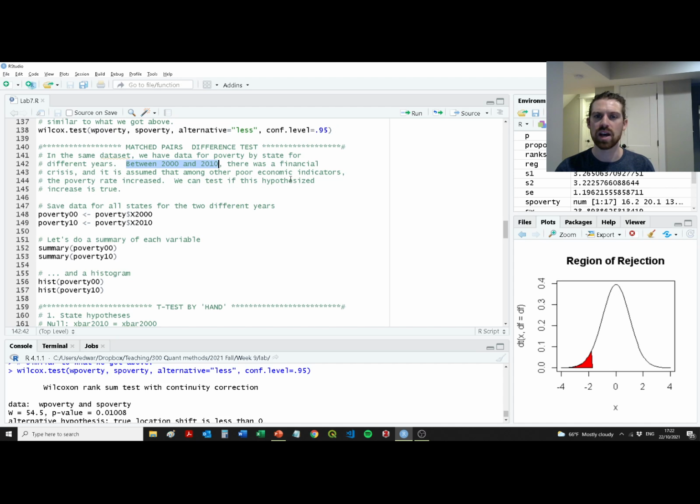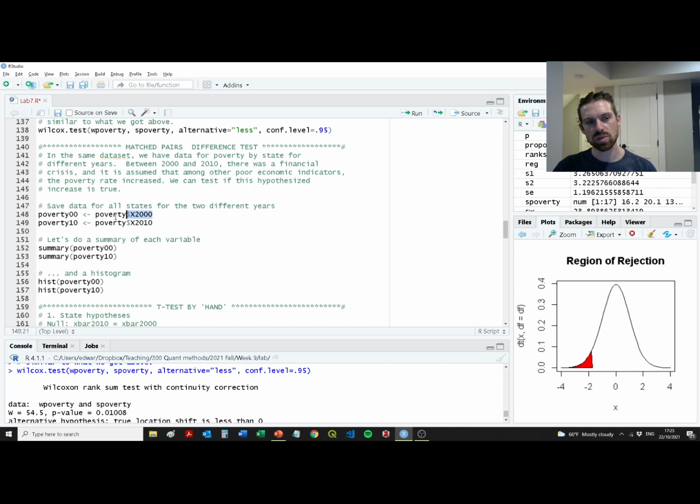It was very bad for people who were affected, and therefore we suspect that the poverty rate would be higher in 2010 relative to 2000, okay? So the key issue is, can we actually test if this hypothesis is true? Is there actually an increase between these two different dates?